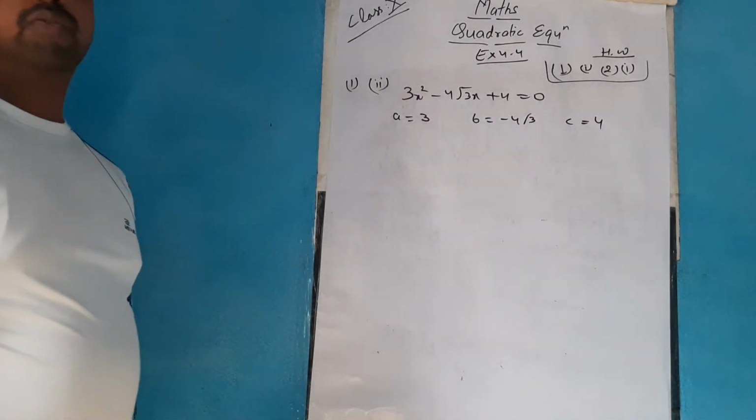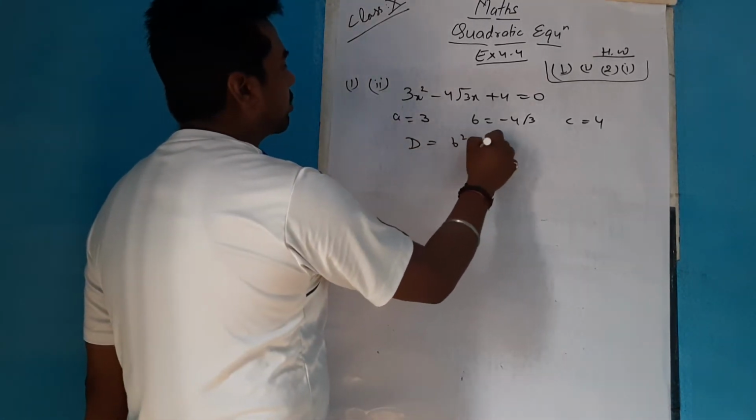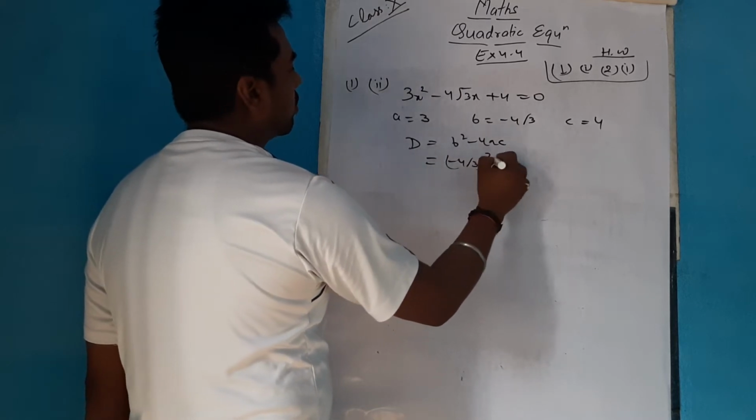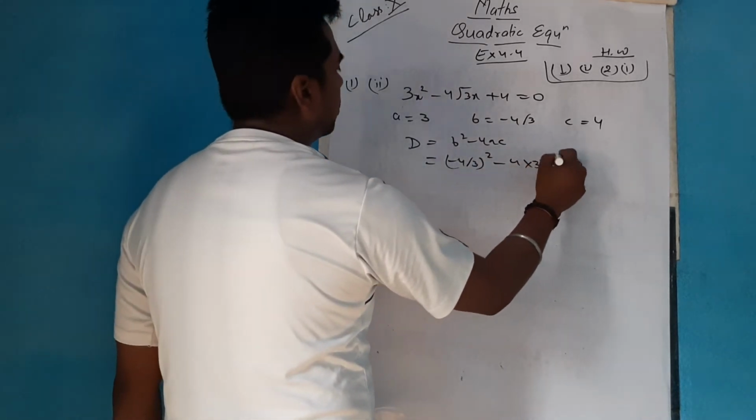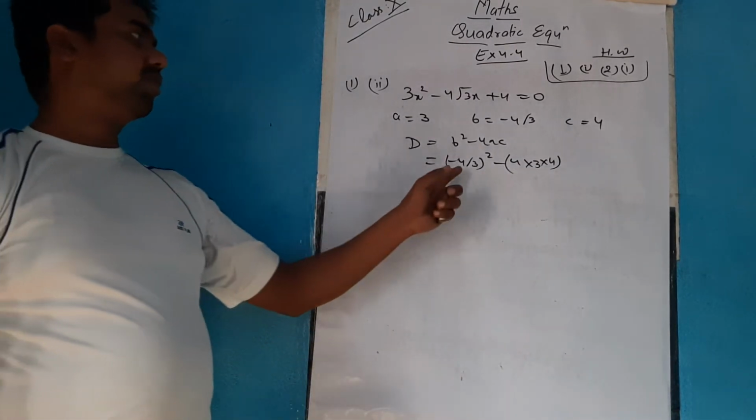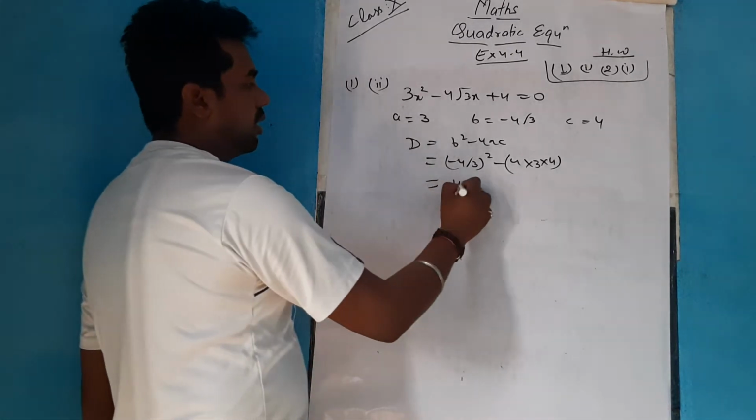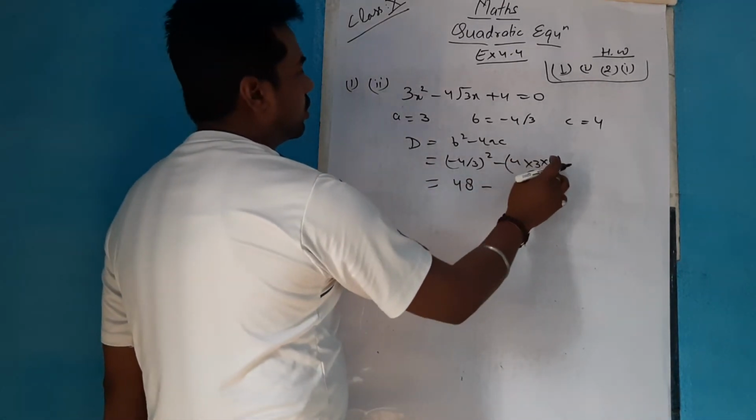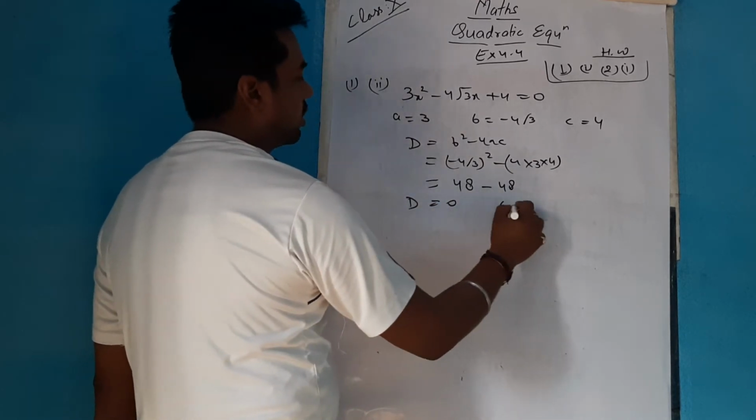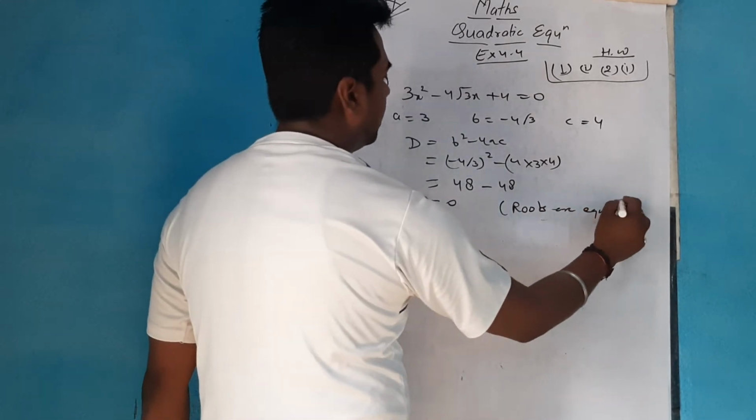So here also, first of all we'll get the value of the discriminant d, which is given as b square minus 4ac. So minus 4 root 3 square minus 4 into 3 into 4. Minus 4 root 3 square is 16 into root 3 square, 3. 16 times 3 is 48, and 4 times 3 times 4 is 48. So d is equal to 0. It means the roots are equal.